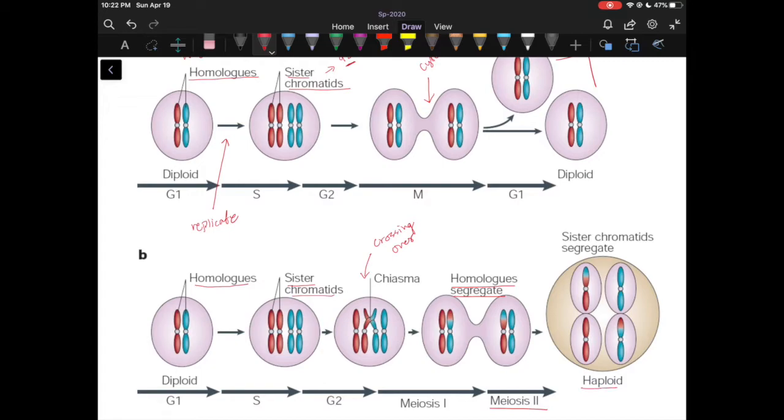So after we divide this cell and it goes on to meiosis 2, we're going to eventually end up with our 4 haploid gametes. It can be a sperm or an egg depending on the sex, and these are haploid cells. Remember, they have 23 chromosomes, and they are going to have variation in their chromosomes. So that compares those processes, but I'll talk about meiosis next in more detail.